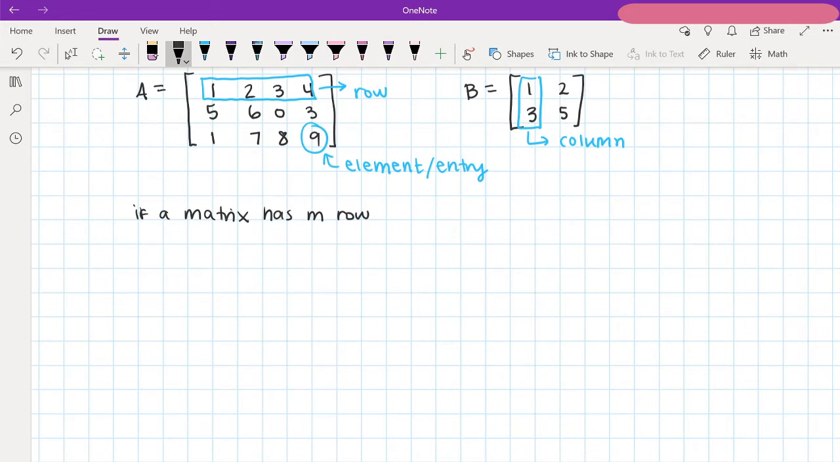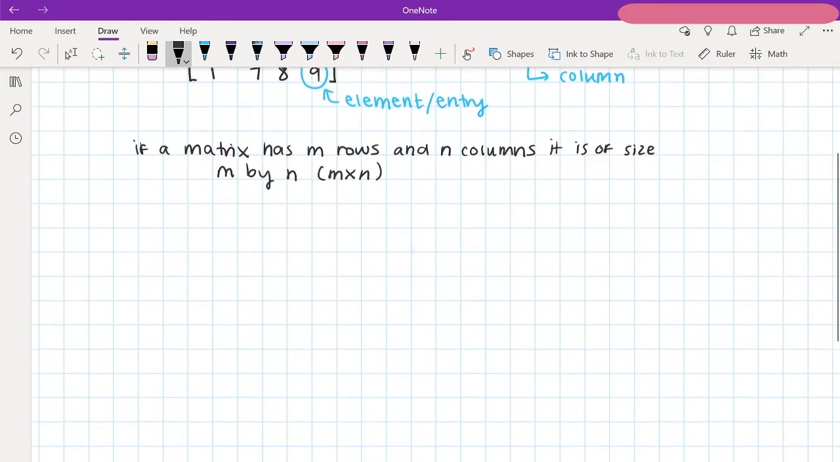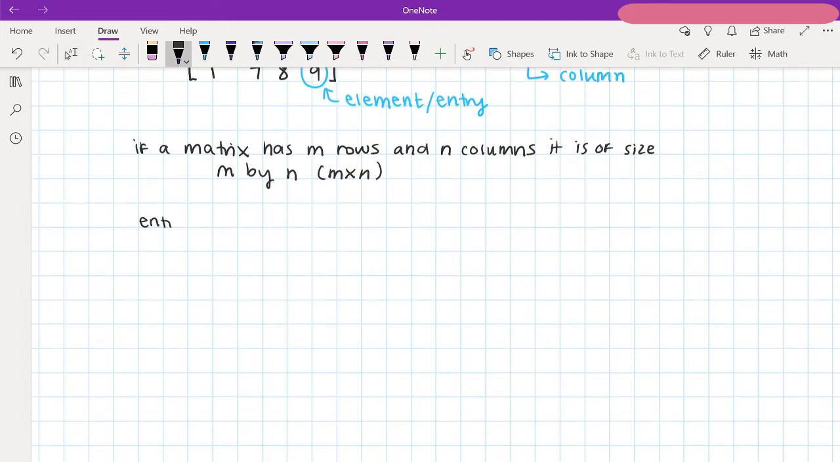To distinguish between each element or entry, you call the rows i and the columns j. So A11 would be the first row and the first column, and in this case, that's number 1. If you do A12, which is the first row and the second column, that would be number 2. And if you did A23, you would go over to the second row and over to the third column, and then in this case, that's 0.